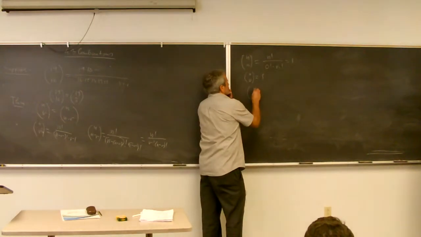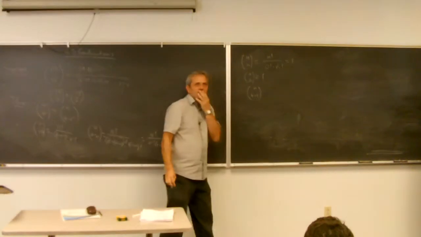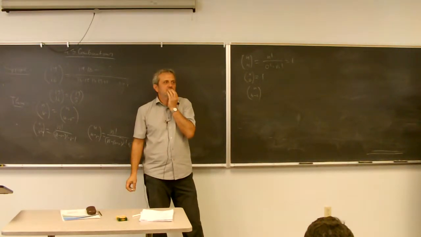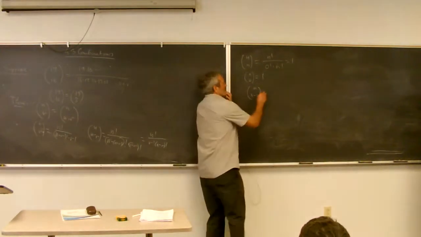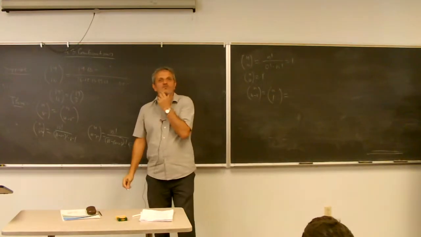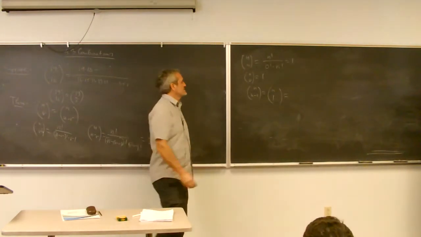How about n choose n minus 1? What's complementary for n choose n minus 1? N choose what? In how many ways can you choose one member out of n? N ways. So this is it.